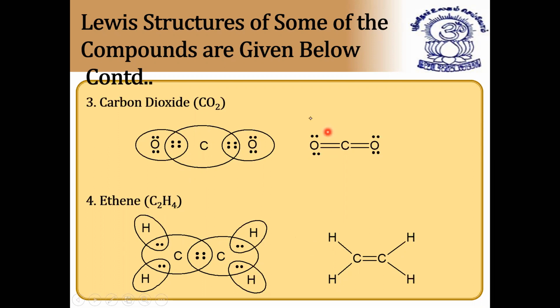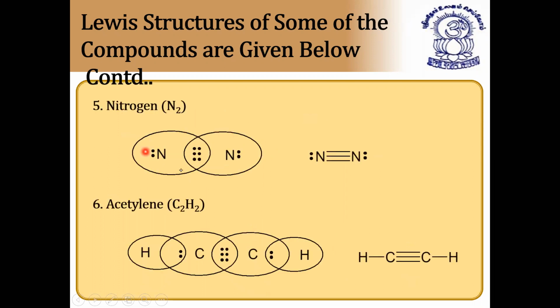Next, the nitrogen molecule. As I told you, nitrogen has 5 electrons in the valence shell. It requires 3 more electrons, so it will share 3 electrons with this nitrogen, and this nitrogen also in turn shares 3 electrons. On the whole, they share 6 electrons, 3 electrons each. So they form a triple covalent bond.